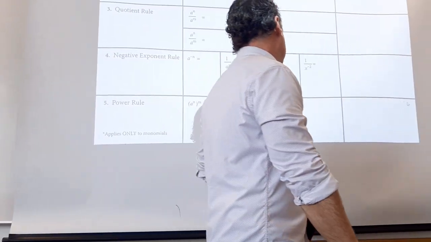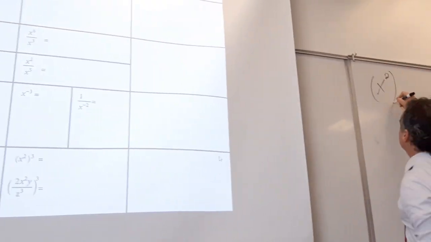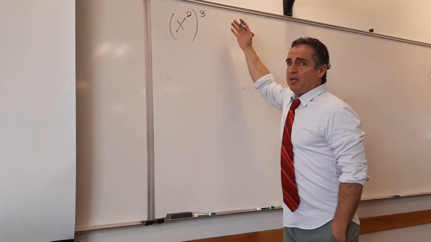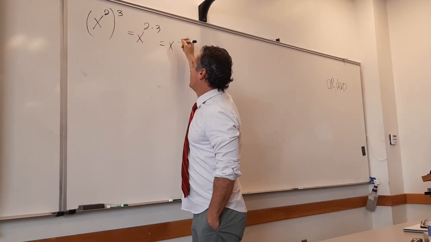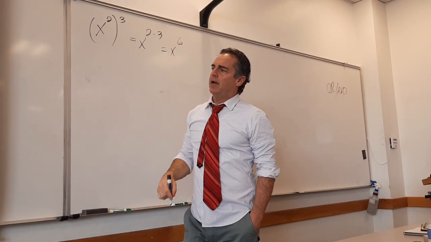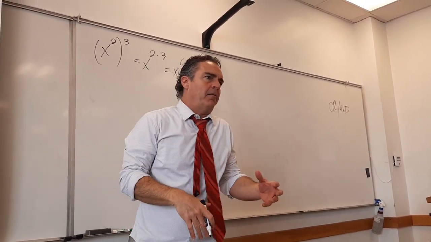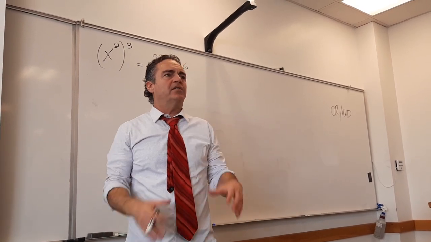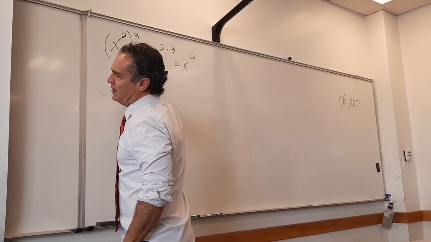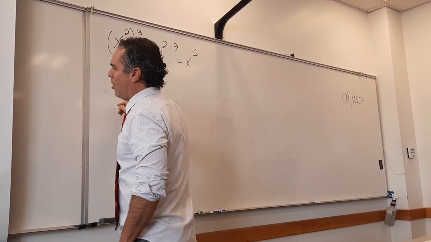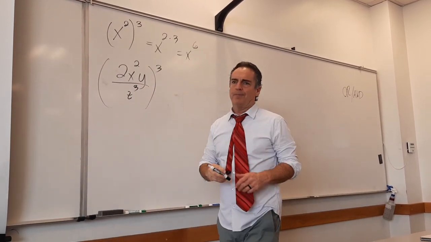So let's go to the example side. It's going to be on the board. Two examples. X to the second to the third, powers being raised to greater powers, is going to equal x to the 2 times 3, which equals x to the 6. Finally get to multiply them, right? We had to subtract them, we had to add them, now we get to multiply them.